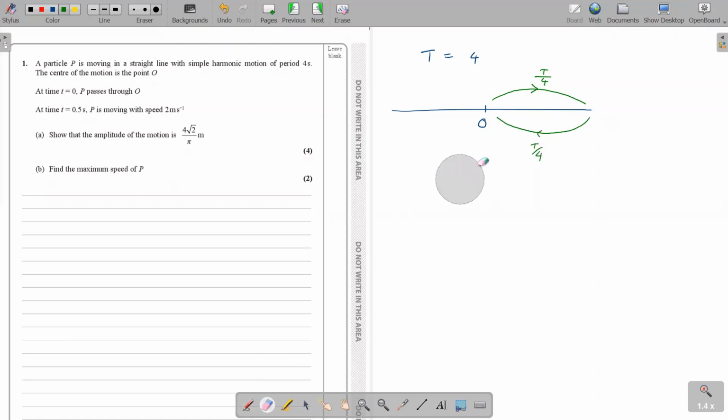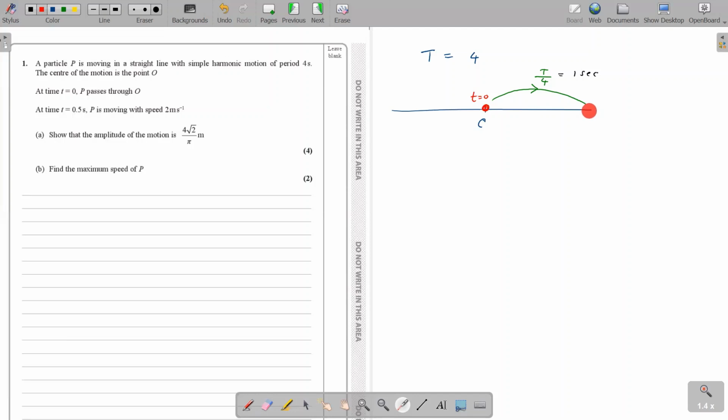So in this case, a quarter of the periodic time is how much? Now you can see capital T is 4 seconds. So if you divide that by 4, to travel from the center to the amplitude, 4 divided by 4, you take only 1 second. Now they are telling us that at time 0, the object starts from the point O. So at time 0, the object is here. And then at time 1 second, the object is supposed to be at the amplitude. So therefore, at time 0.5 seconds, the particle is moving with 2 meters per second. So that means that t equals 0.5.